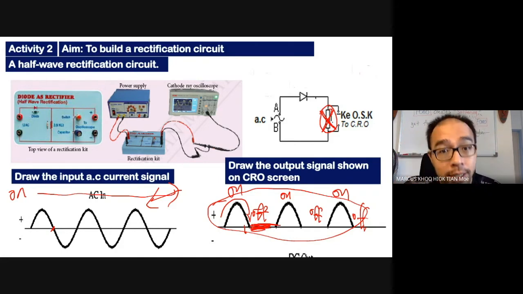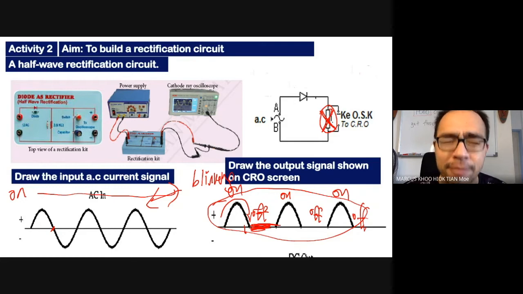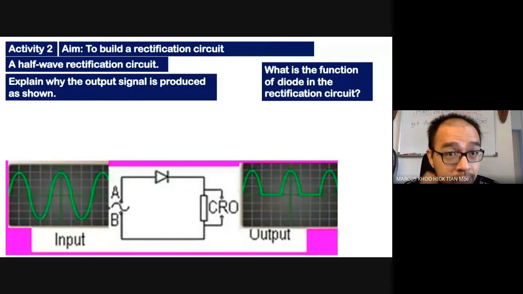So to us, this is going to look like it's blinking. In English, berkelip-kelip is blinking, just like blink, blink, blink. So forward bias, reverse bias, forward bias, reverse bias, forward bias, reverse bias. All right. So this is called a half-wave rectification circuit, and let's talk about why the output is produced as shown.